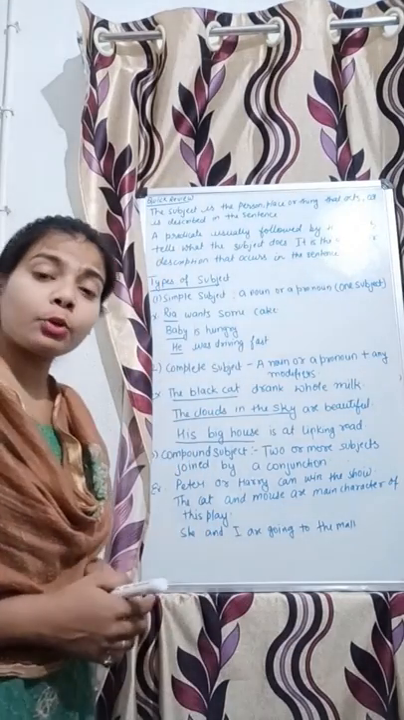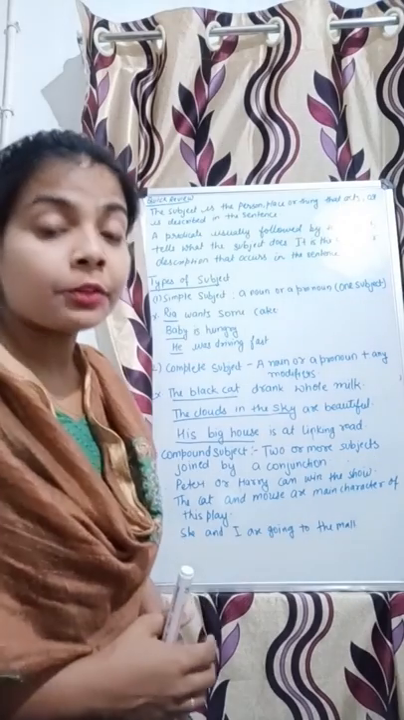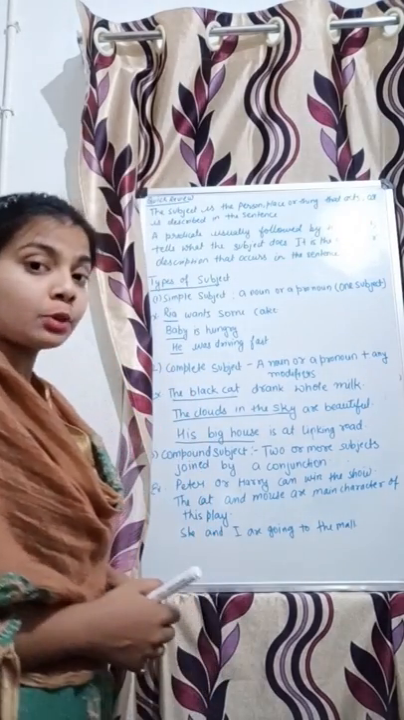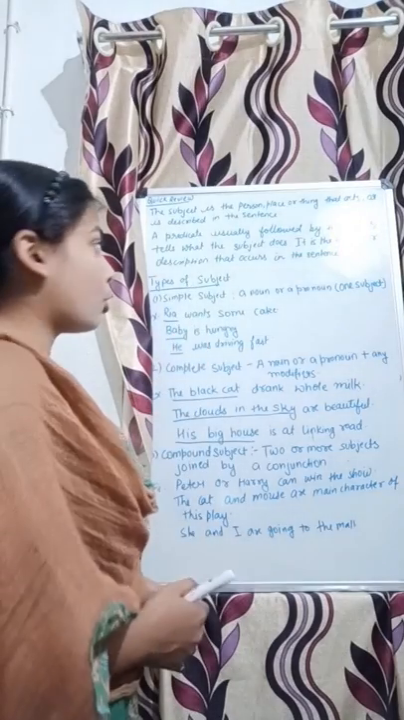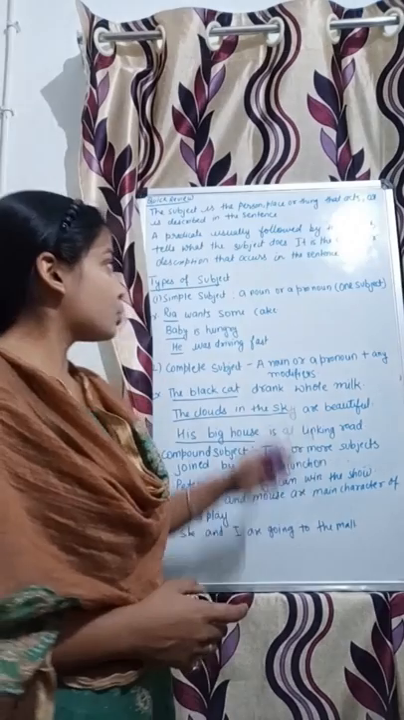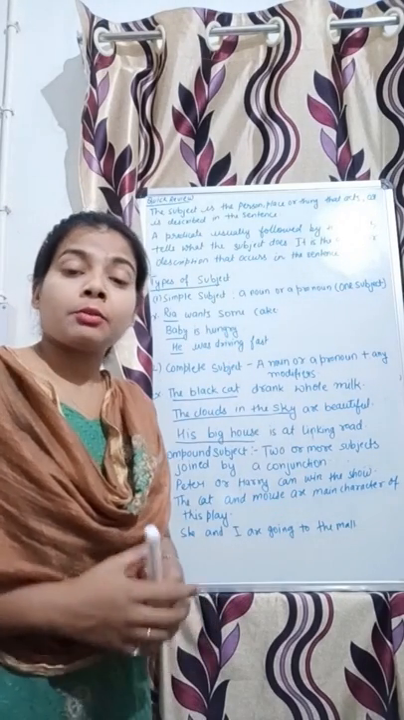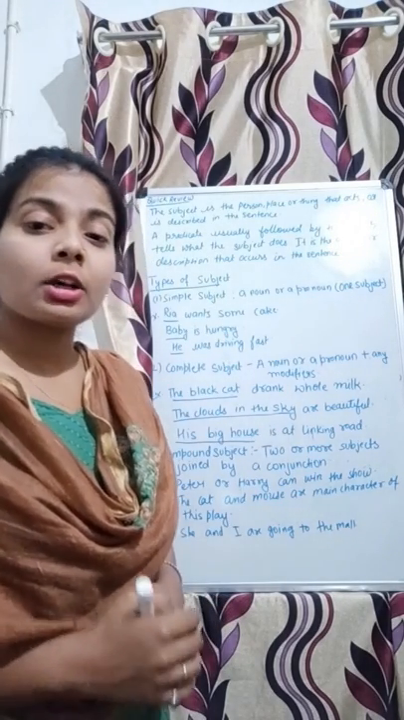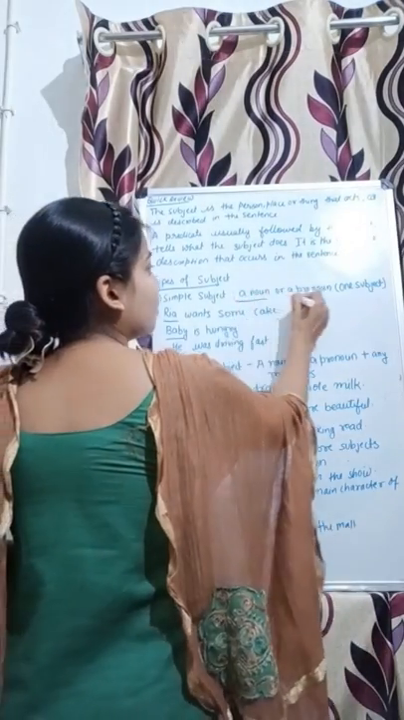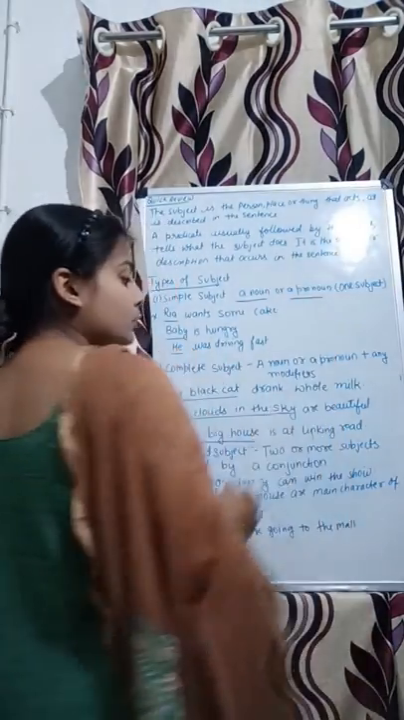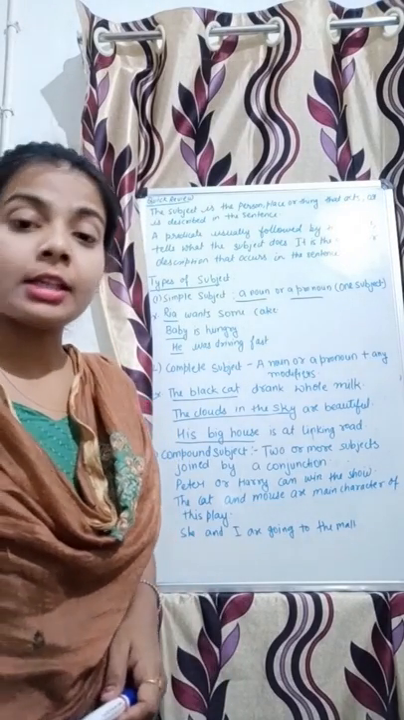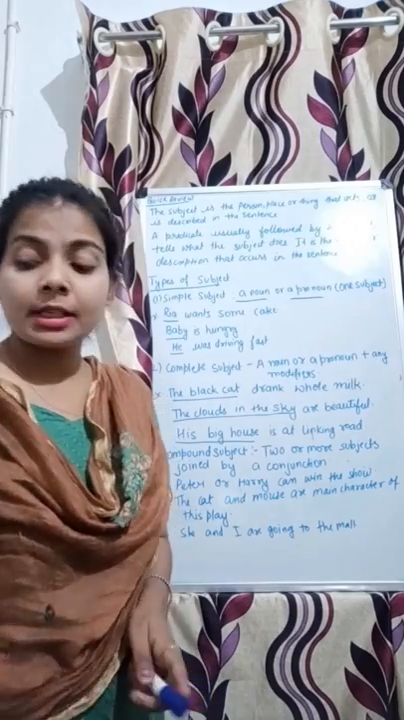Now today we are going to learn about the different types of subject, and there are three types of subject. First is called simple subject. Now what is simple subject? So simple subject means when in a sentence there is a use of only one noun or one pronoun. It means there is only one subject included in a sentence.